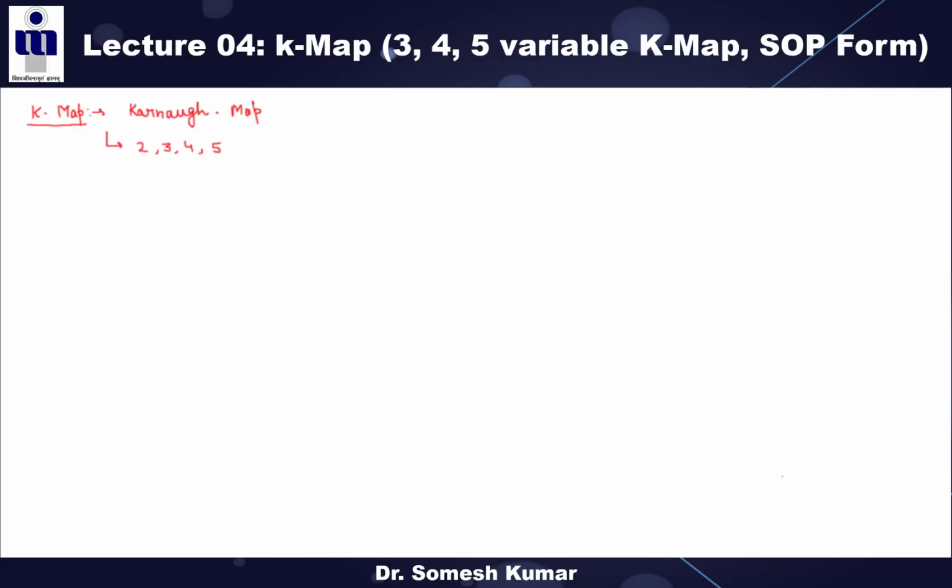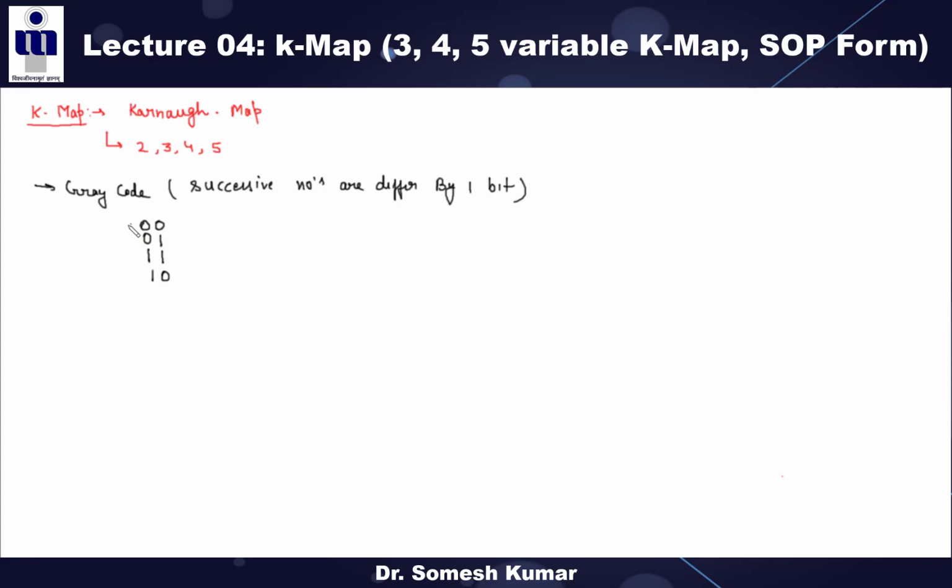In the K-map, gray coding is used. Gray code means the successive numbers differ by one bit. So what is the meaning of this? Suppose this is your first number, this is the second number, this is the third number, and this is the fourth number. See, successive numbers differ by one bit.